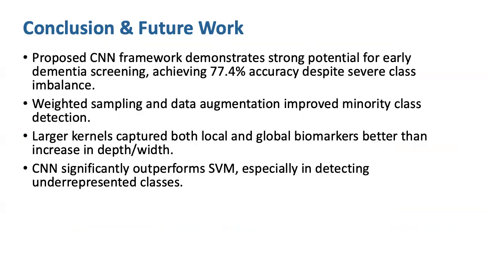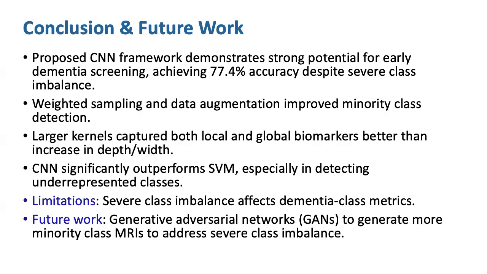And we also use some other techniques, sampling and data augmentation, to improve the minority class detection. Large kernels help us here, better than increasing the depth and width. And CNN significantly outperforms SVM. And we know that we have a severe class imbalance that is hampering our metrics. We can use a generative adversarial network to generate more minority class samples to address the severe class imbalance.